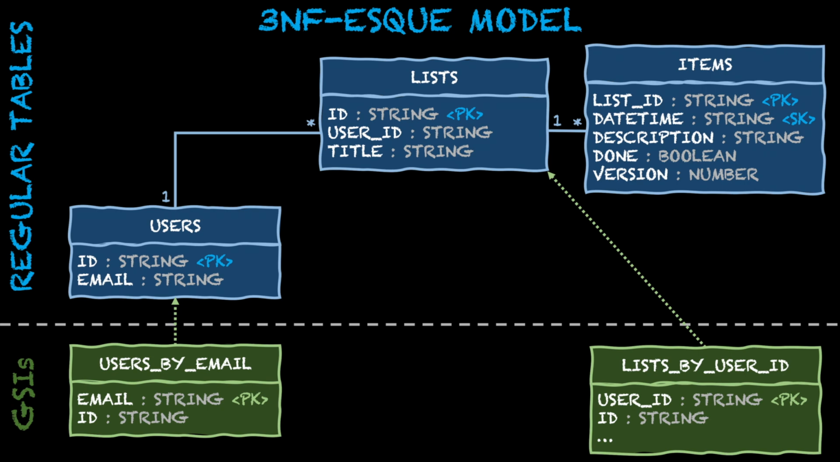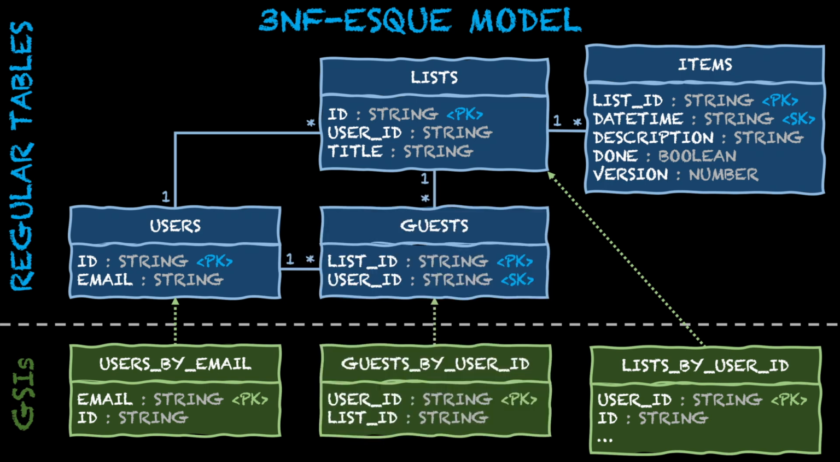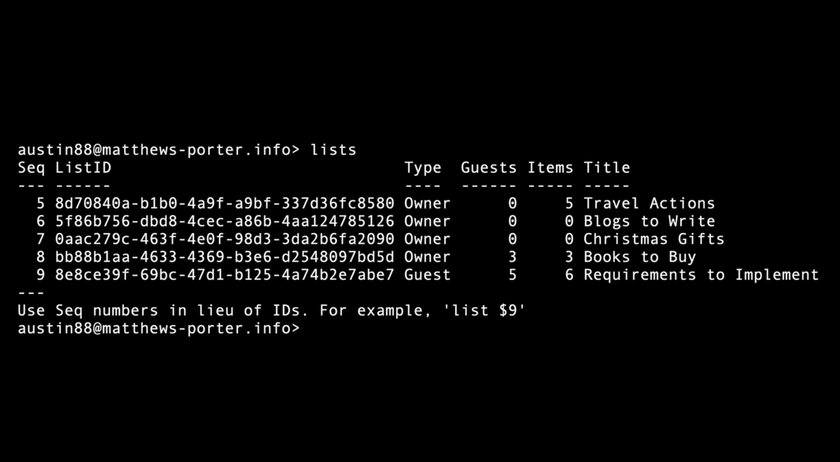We also declare a separate table to map lists to guests and add a secondary global index to map guests to lists, which was the second issue we had with the NoSQL model. It does appear like we have fixed the problems found in the previous model, but in reality we have created new issues.